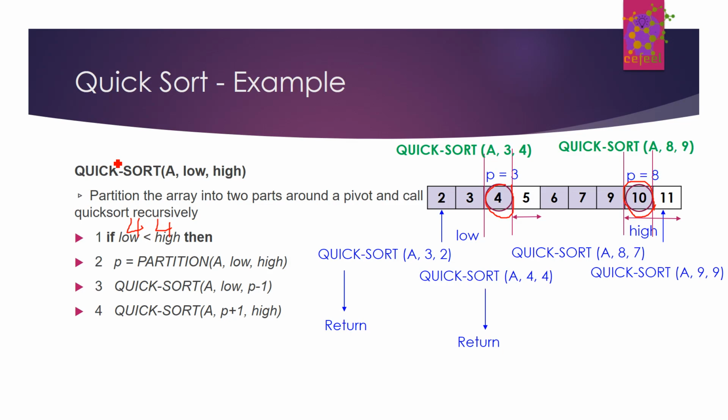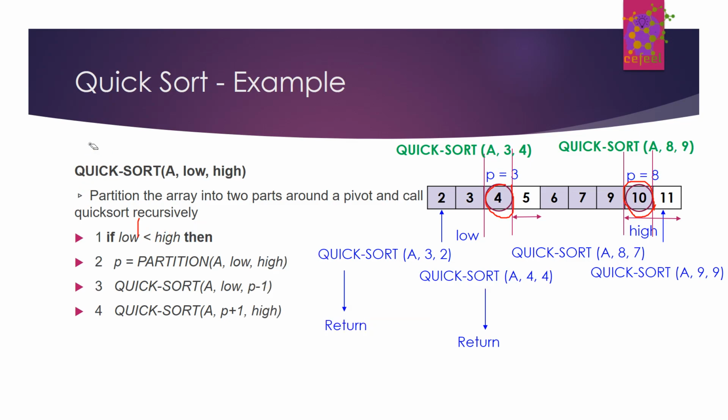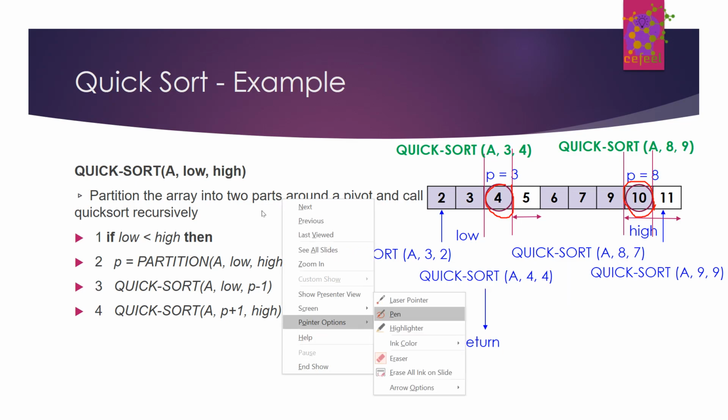So in the first call there were no elements, in the second call there was one element, and the same thing happens in the next two calls, that is A87. Now A87, because low is not less than high, will just return. There will be no elements to be processed in this case.